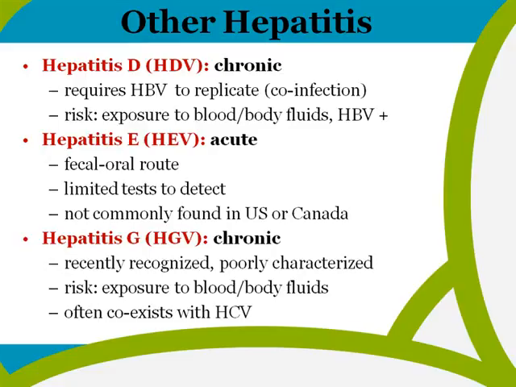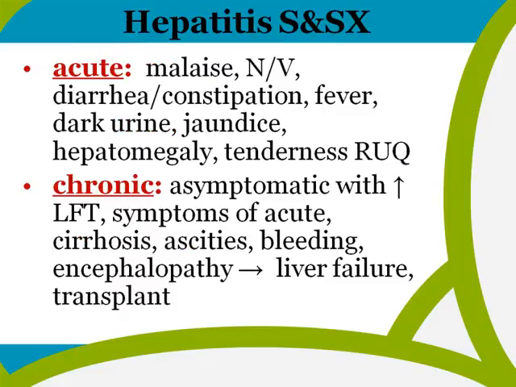Hepatitis G is a chronic hepatitis. We don't know a whole lot about it, except we do know it is transmitted through blood or body fluids that contain blood. And this one likes to hang out with hepatitis C, so sometimes when there's a hepatitis C infection, we see G as a co-infection. I did skip F. There is no hepatitis F. We did think at some point there was, but it turned out we had just re-identified a strain that already existed. So there is no hepatitis F.